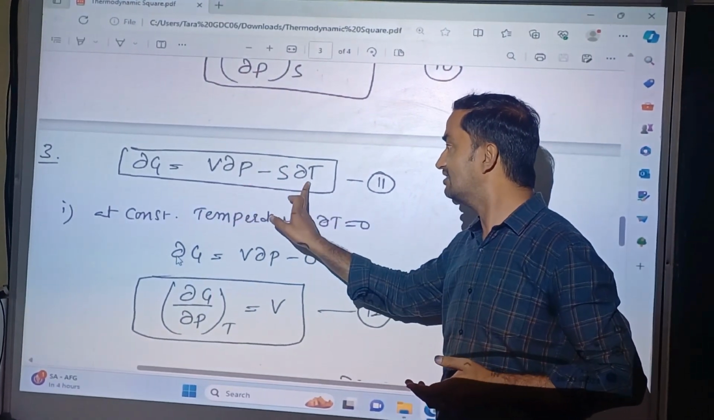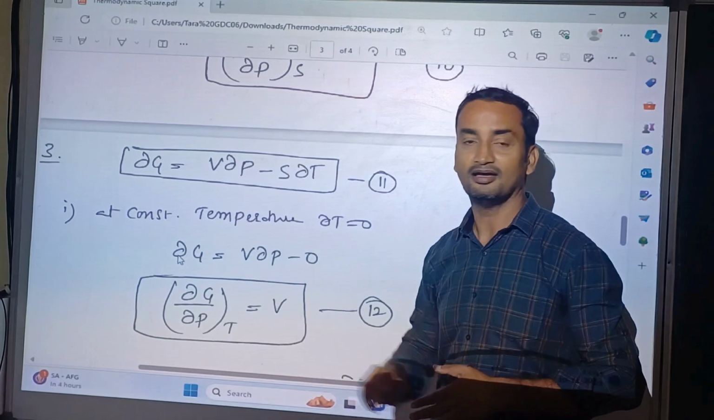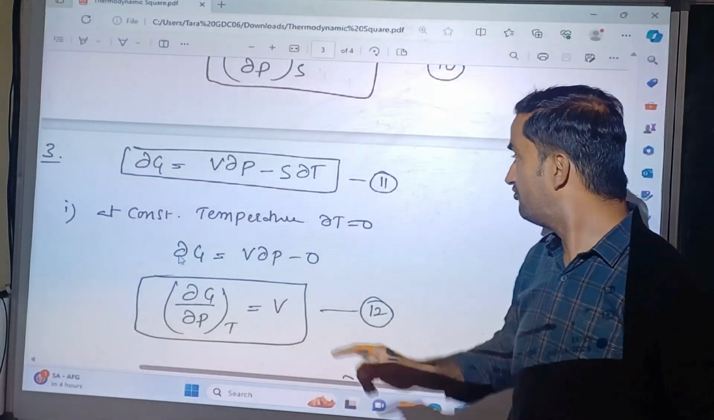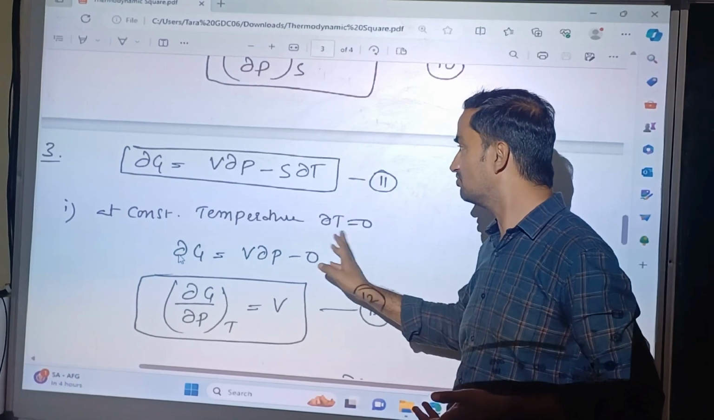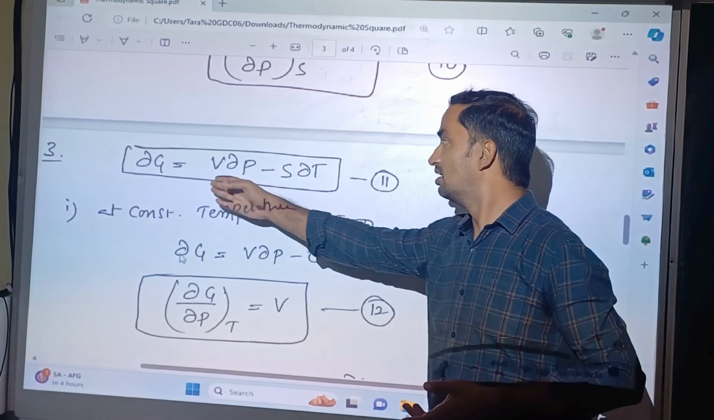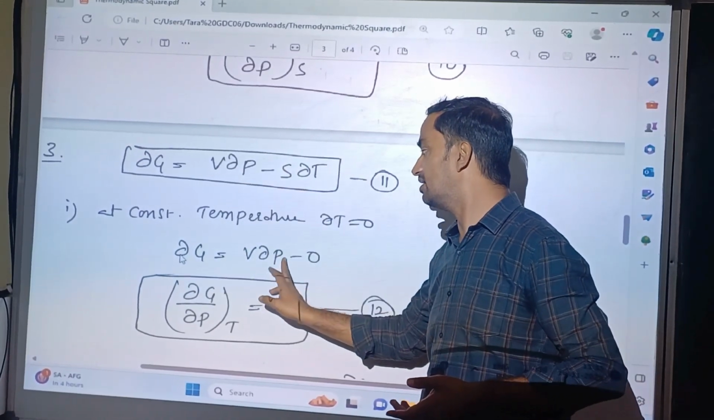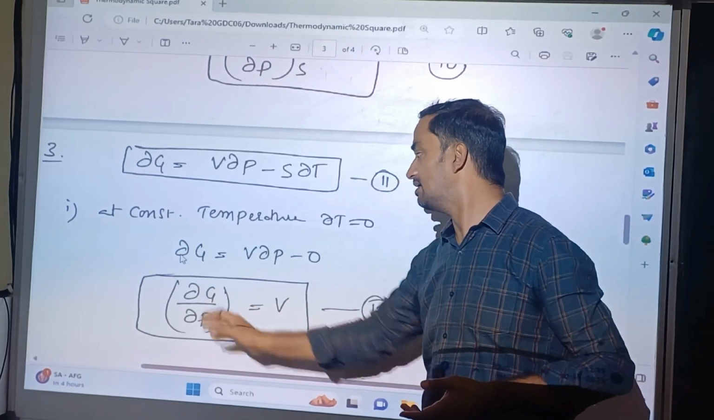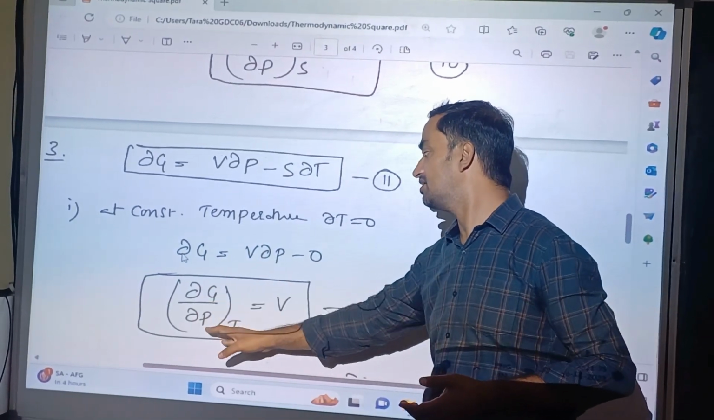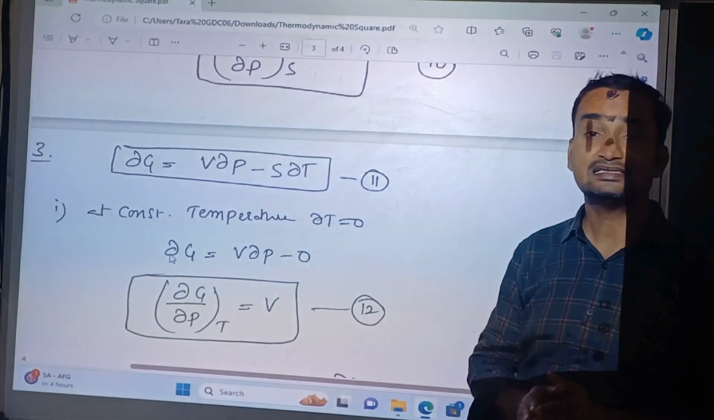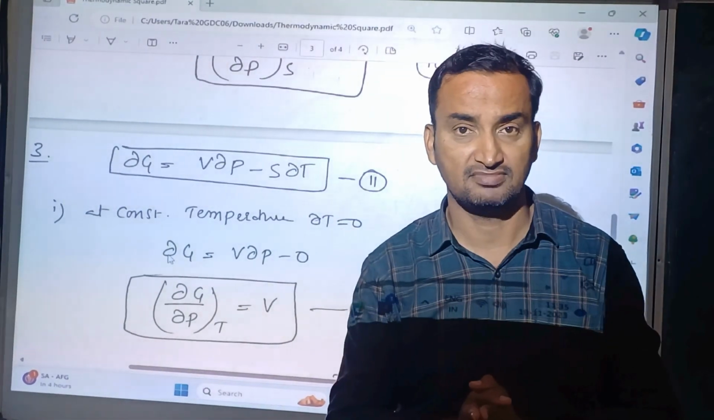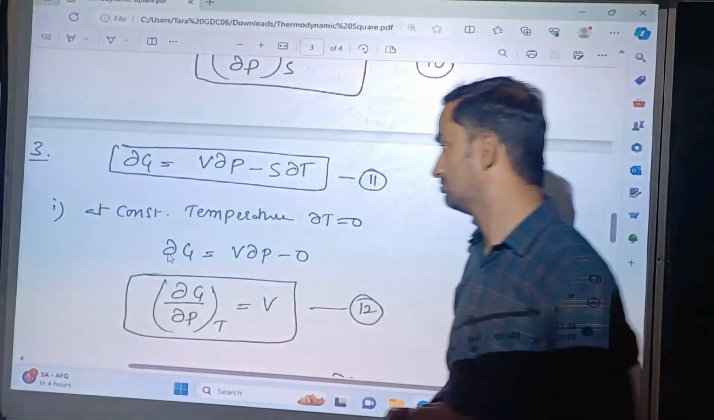We can keep either temperature constant or pressure constant. Now if I take the temperature as constant, dT will be 0. If this term is 0, automatically dG equals V dP. Now if I take this dP to the left side, ∂G by ∂P at constant temperature is V. This is the 12th relation.